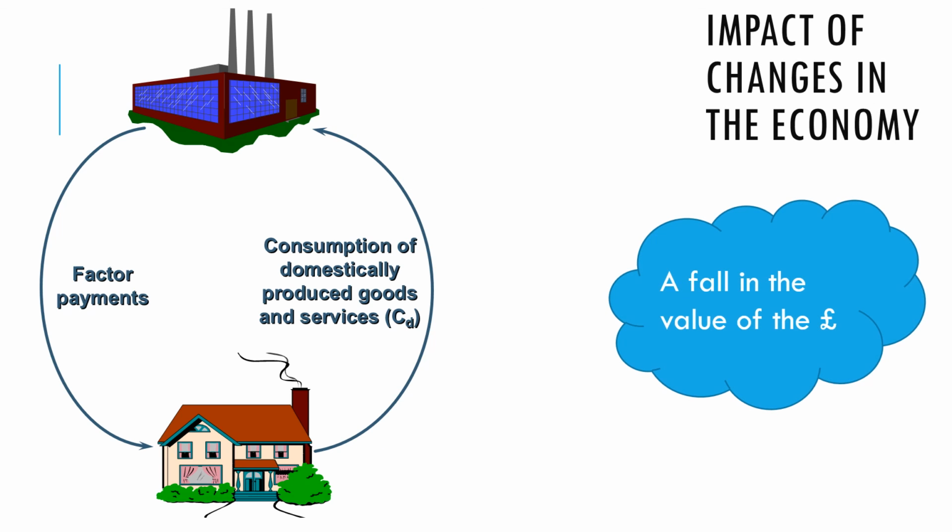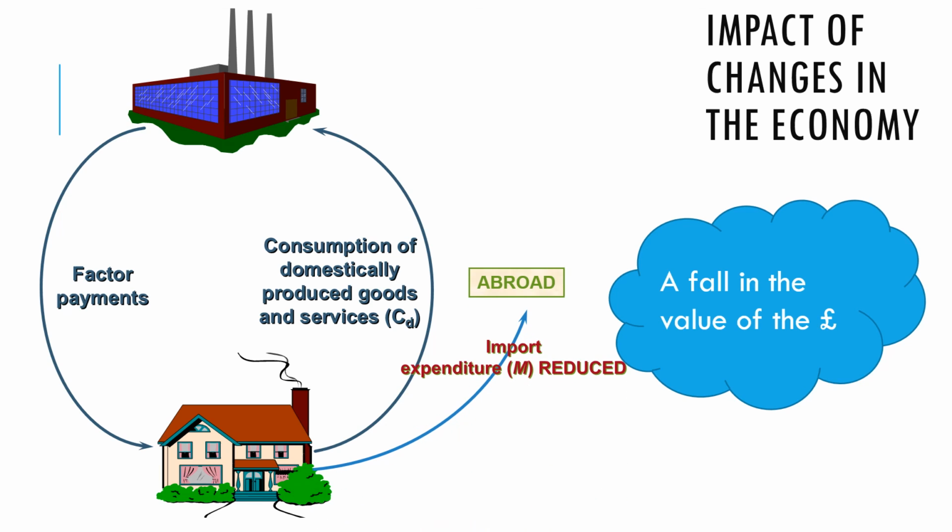Okay, what about this scenario? A fall in the value of the pound. What would we predict would happen with injections and withdrawals? Well, a fall in the value of the pound is likely to reduce the amount that people are importing. So that would reduce that withdrawal of money from the economy.